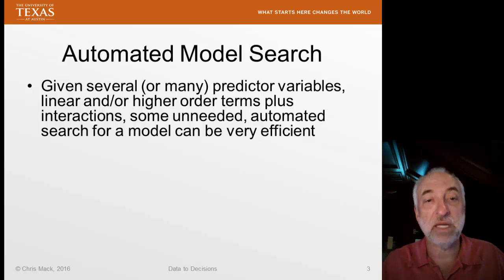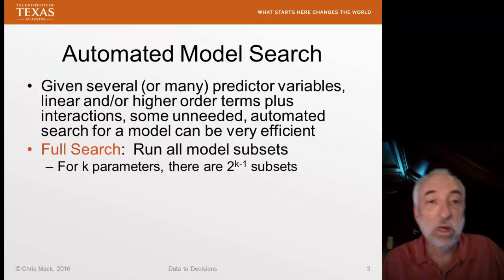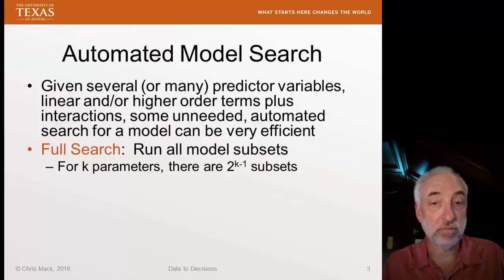We can use an automated search in order to be more efficient about how we build our models. One of those options is something we've already done in this class, full search. You run all model subsets.